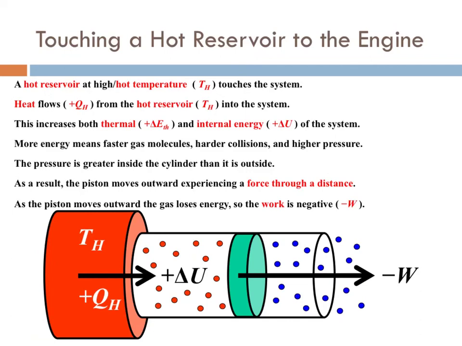So what it's going to do is the air on the inside, these red dots, are going to push out on this green cylinder, and there will be work done by this system. Remember, as the piston moves outward, the gas loses energy, so the work is negative.